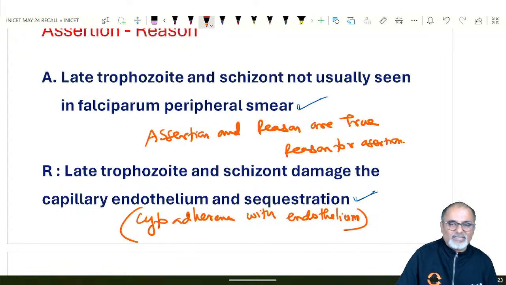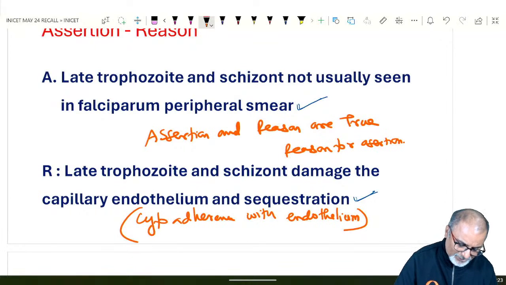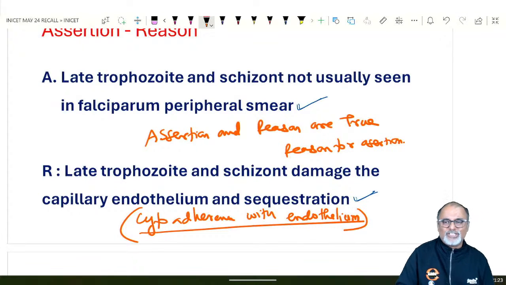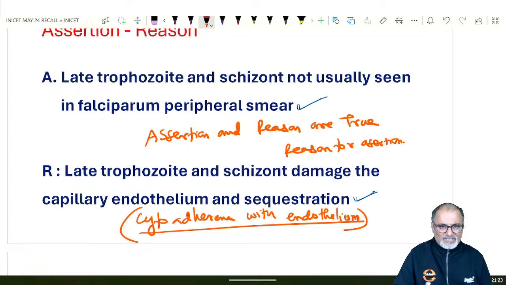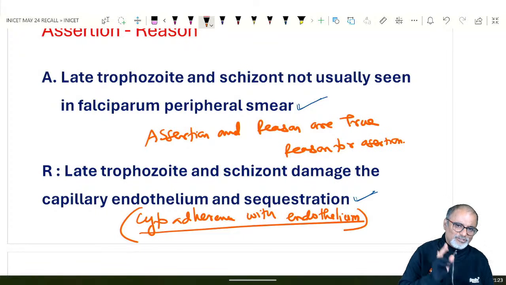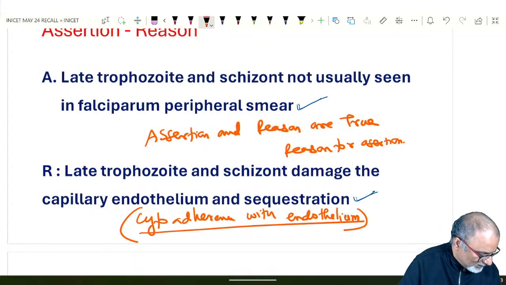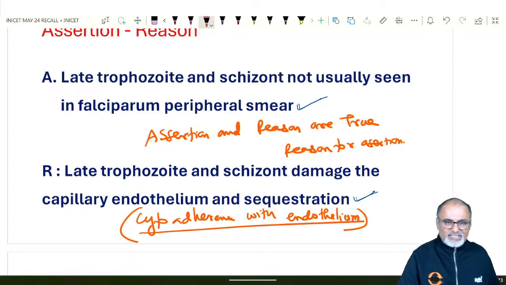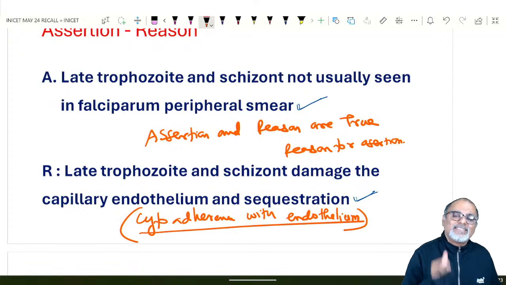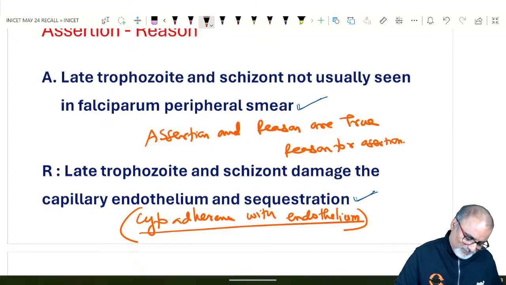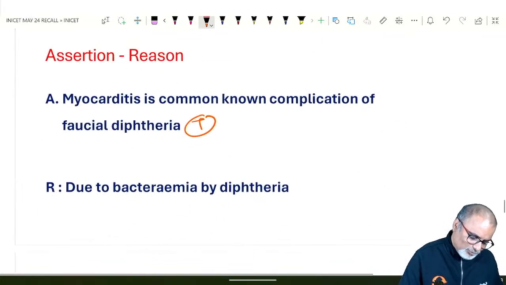Both are correct statements. Your word is correct. I am expecting that is the correct thing they may give. This I will need to change because this is the correct terminology. Cytoadherence with endothelium sequestration is the correct scientific wording. You are right, Sharda Malik. We need to change it. But both statements are individually correct, and it is a reason for the assertion. That's all.